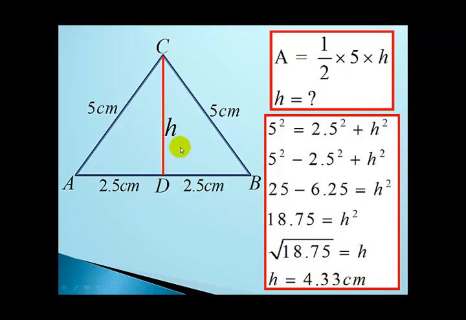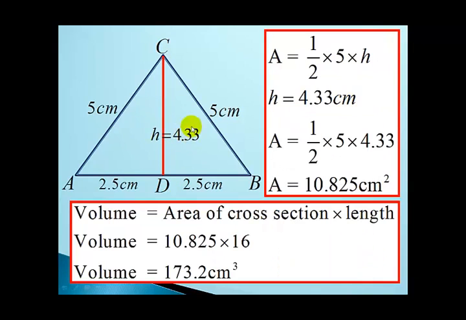That means that the height of the triangular section is 4.33 centimeters. Now that we've calculated the height, we can now find the area, because area equals half the base times the height, and the base is 5. That is the distance from A to B is 5, times the height, and the height is now 4.33. So the area is equal to half times 5 times 4.33, and the answer is 10.825 centimeters square. So the area is equal to 10.825 centimeters square.